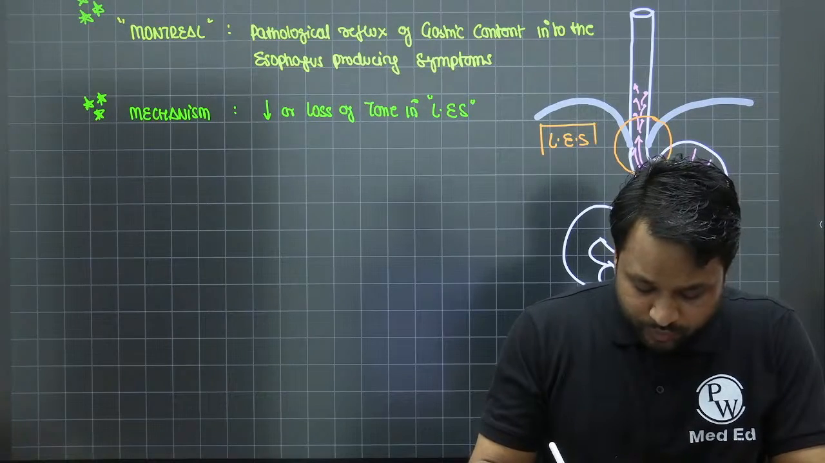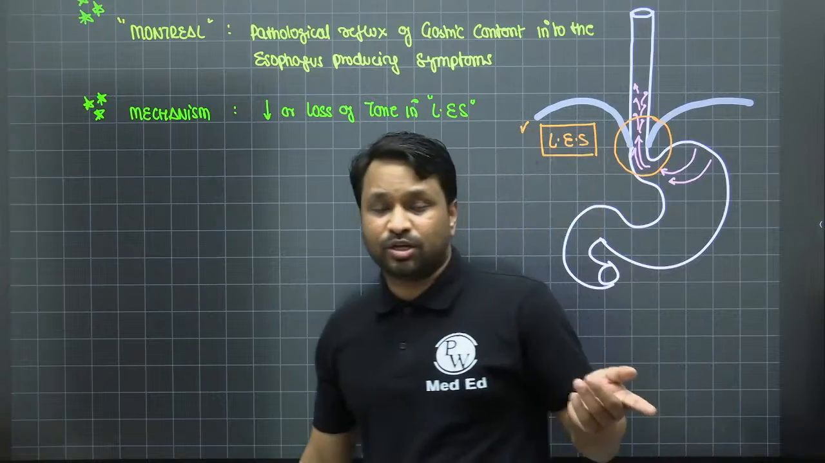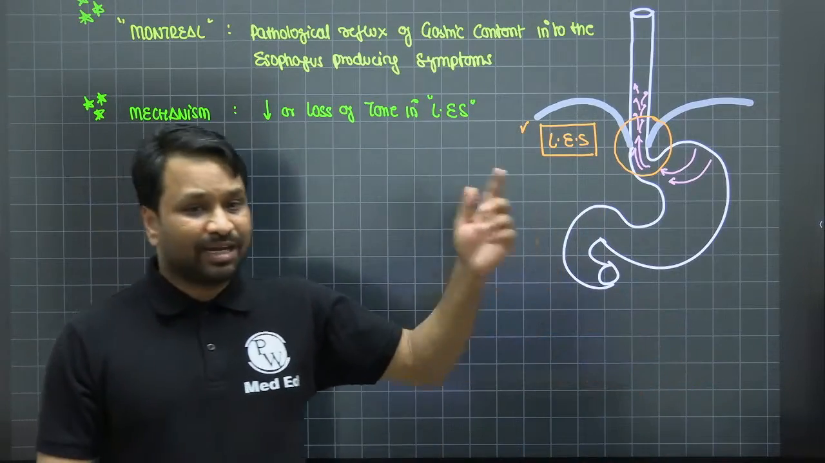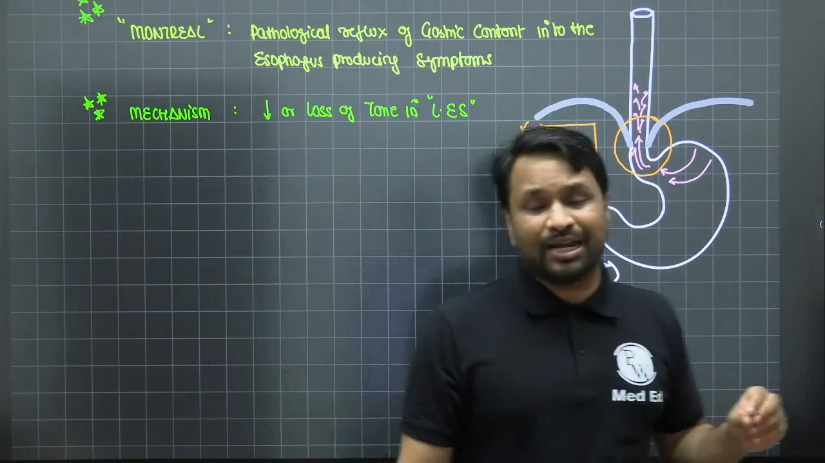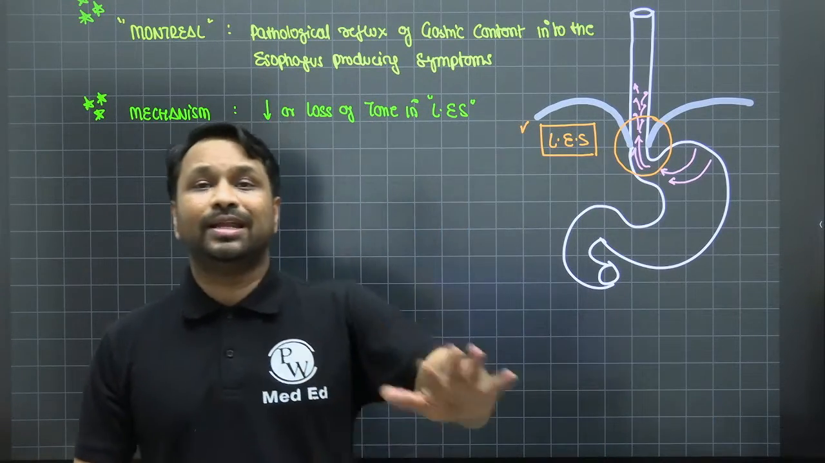If you want to know what are the components of the lower esophageal sphincter, we have discussed that in our previous lecture on the esophagus. That is the esophageal anatomy. Just go look at the components. You will understand that the lower esophageal sphincter is a physiological sphincter. It is not an anatomical sphincter.